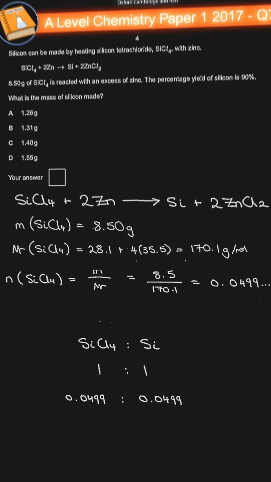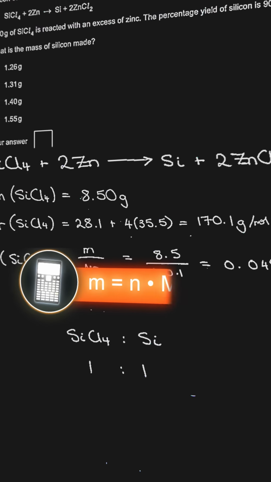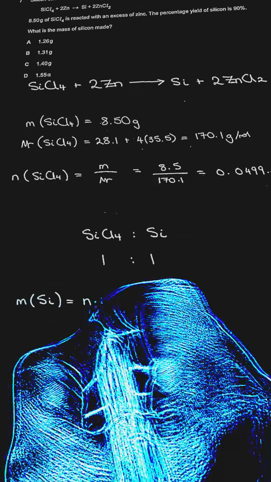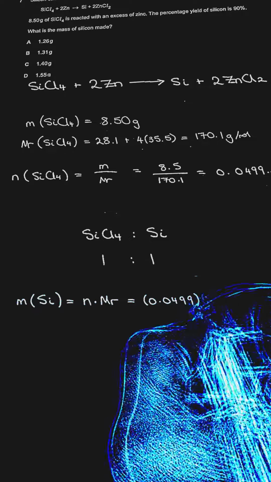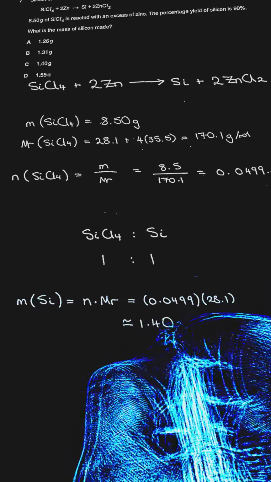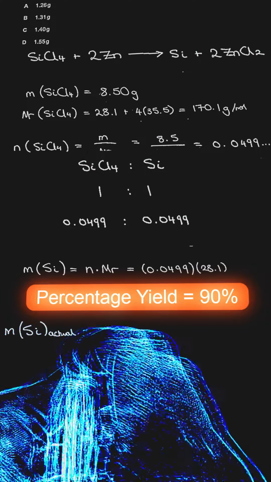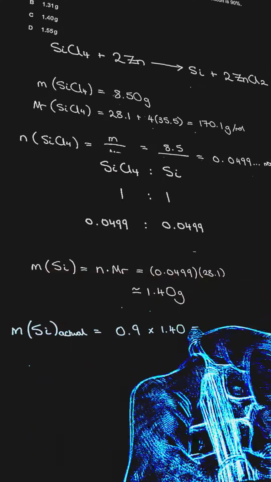We just find the mass by rearranging the moles equation to get m is equal to n times Mr, which gives us 0.0499 times 28.1, and this gives us approximately 1.40 grams. As the percentage yield was 90%, we need to times by 0.9, and so we get 1.26 grams to 2 dp, so our answer is A.